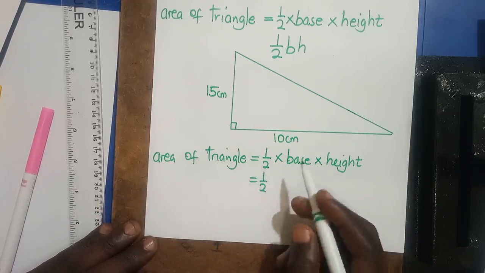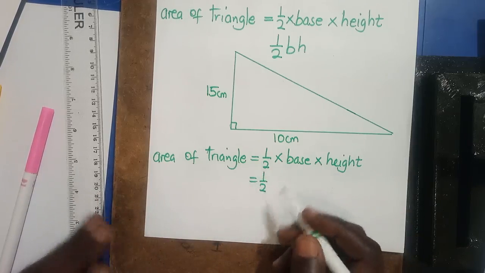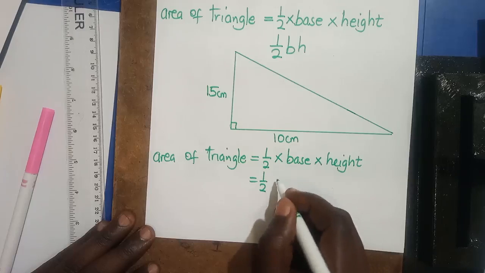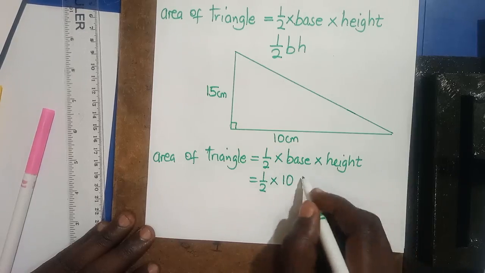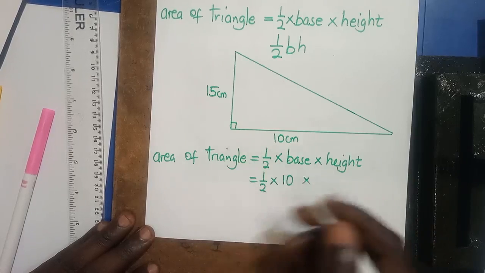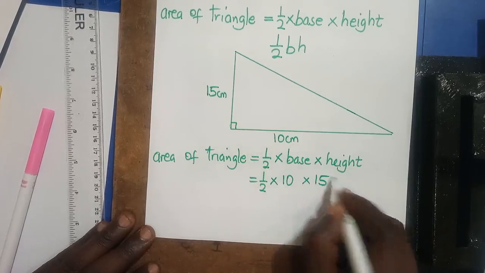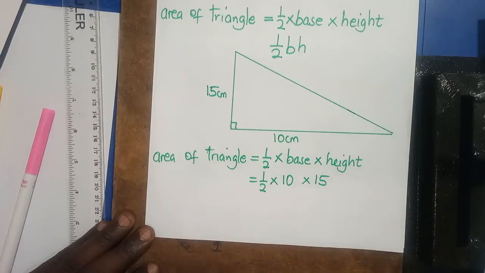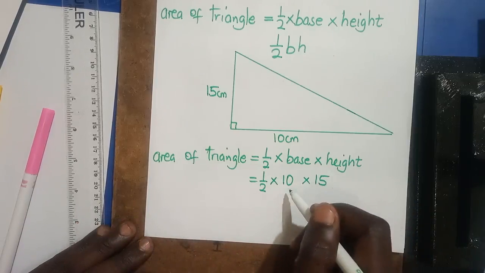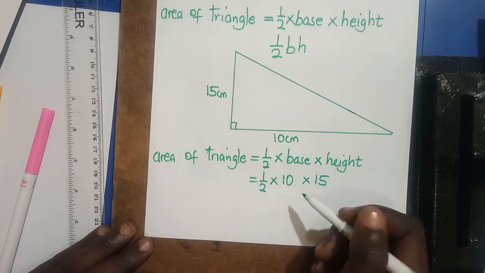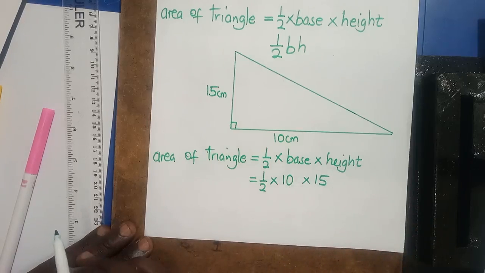Now the base is 10. You write 10, then times the height, which is 15. All of them are in centimeters. We'll just remember to write the centimeters at the end when we have the answer. So half times base, which is 10, times the height.